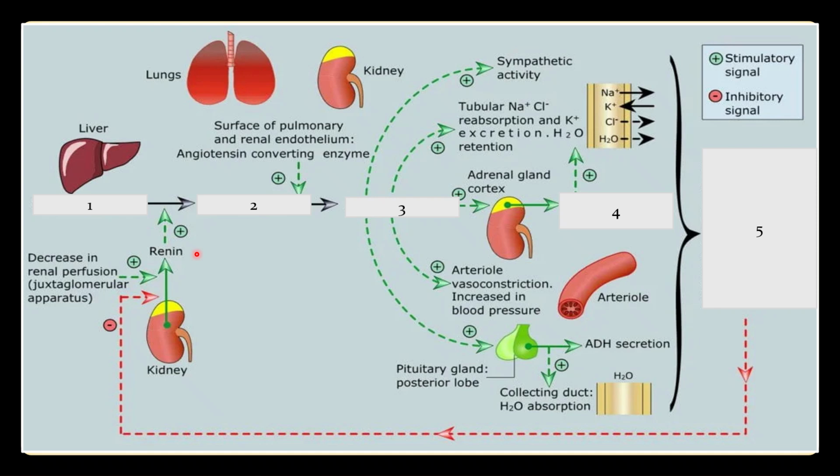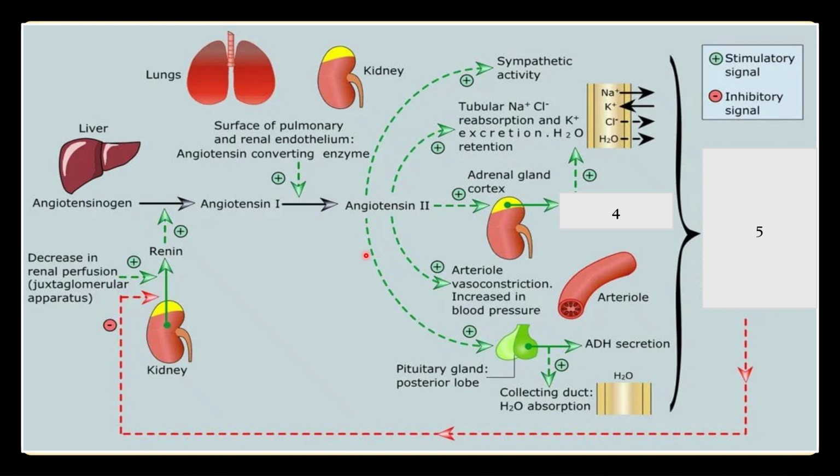The primary function of renin is the conversion of angiotensinogen to angiotensin 1. Angiotensinogen is a protein produced by the liver, and it is converted into angiotensin 1 by renin. Then angiotensin 1 is converted into angiotensin 2 by the enzyme called angiotensin converting enzyme. This angiotensin converting enzyme is mainly produced from the pulmonary endothelium and, to a small extent, by the kidney. So renin converts angiotensinogen to angiotensin 1, and angiotensin 1 is converted into angiotensin 2 by ACE.